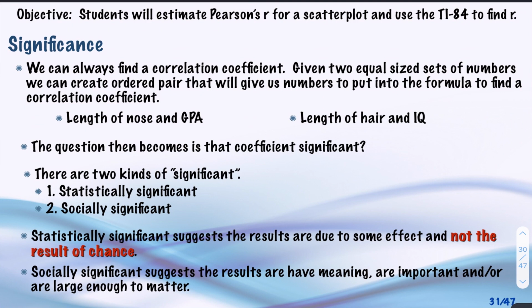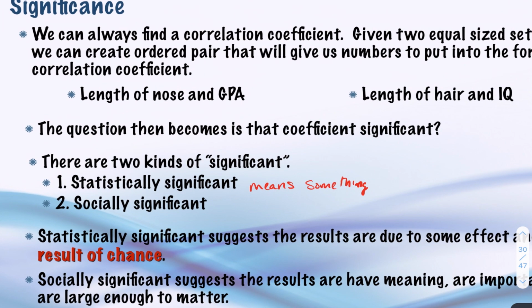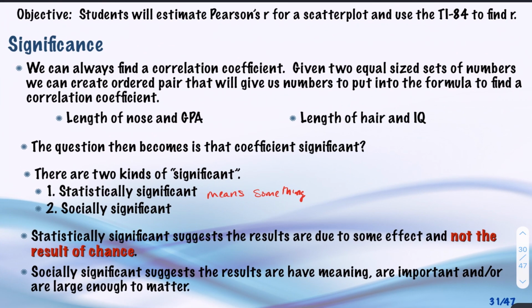So the question becomes, is that coefficient significant? Let's break that idea down even more. What do we mean by significant? Well, there are two different kinds of significance. The first is statistical significance, which means something. And then there's social significance, which means, is it relevant? Statistically significant suggests the results are due to some effect and are not a result of chance. That is what it means to be statistically significant.